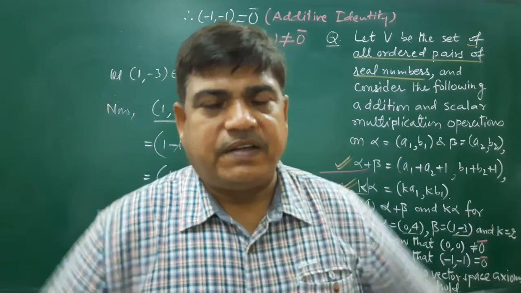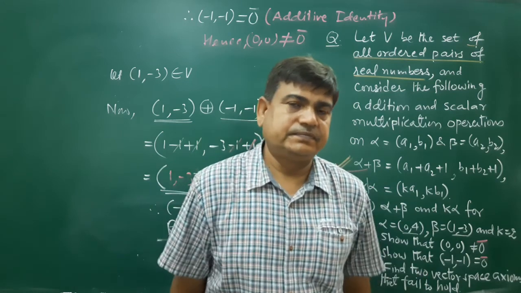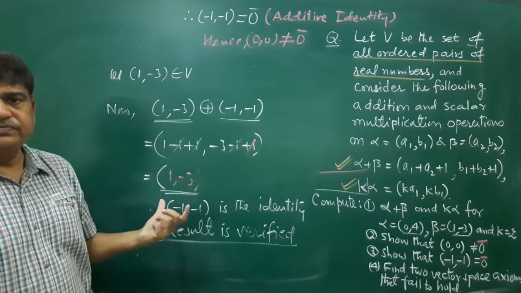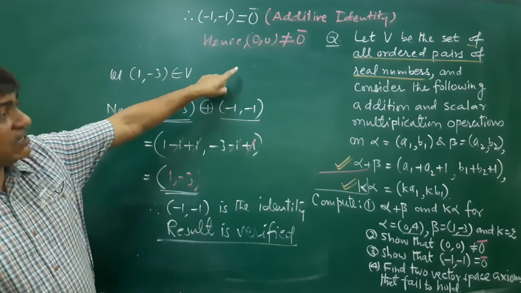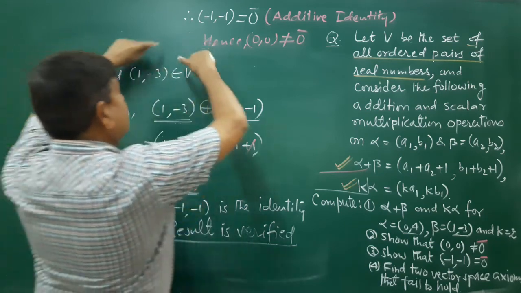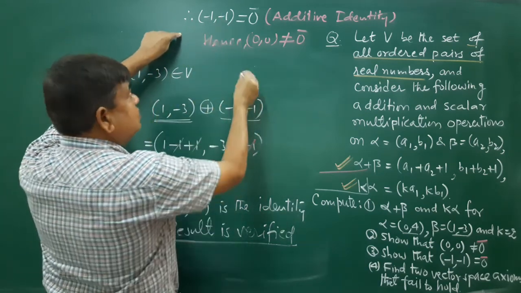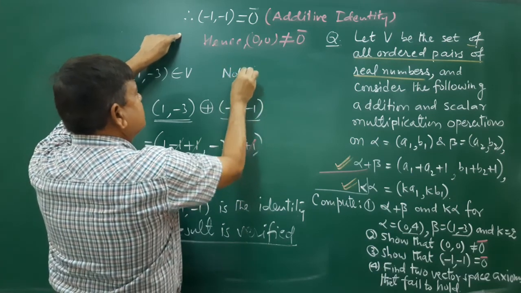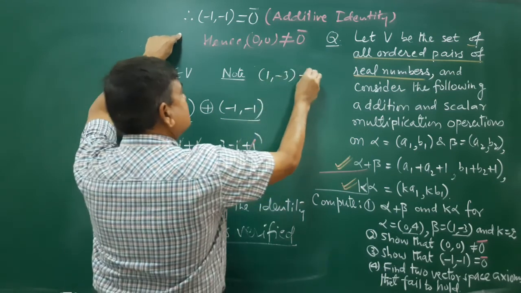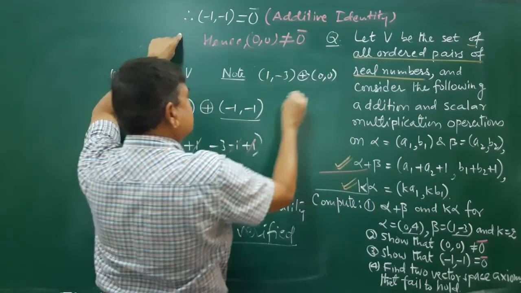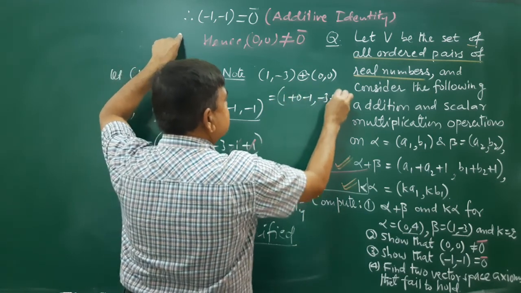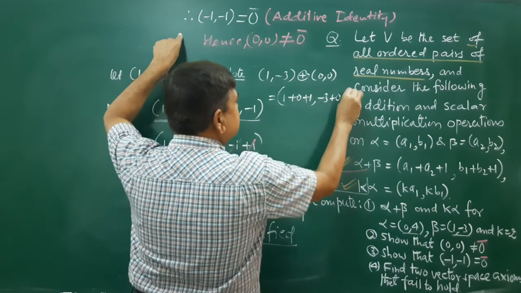You can consider any pair, any ordered pair, and verify it. You will find the answer as such. So here -1, -1 is the additive identity. Suppose I compose this with 0, 0. For example, write this 1, -3 with this. Then you say it is 1 + 0 - 1 and -3 + 0 + 1.